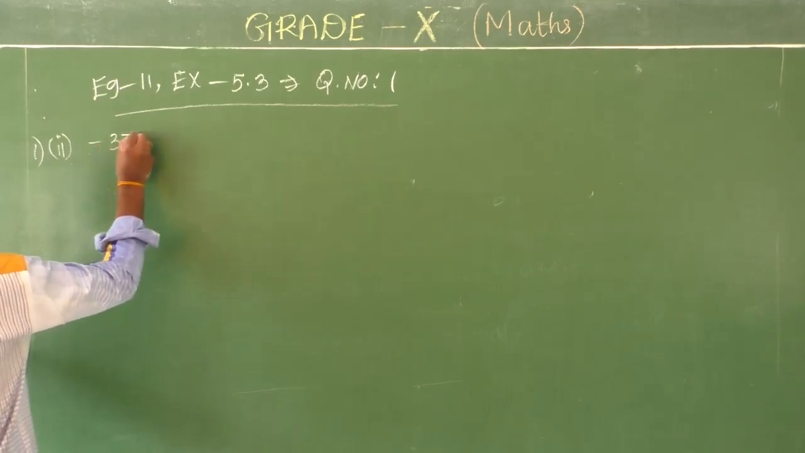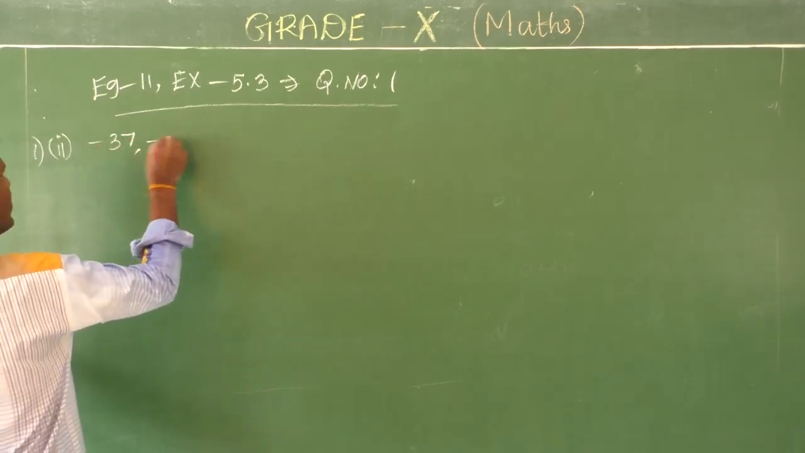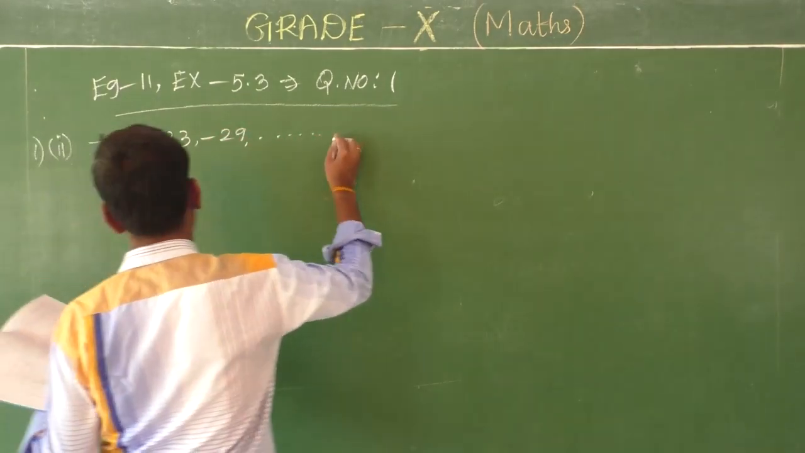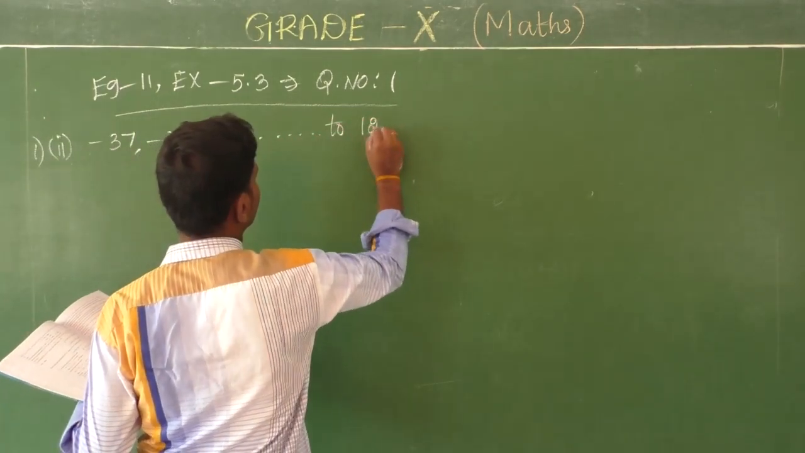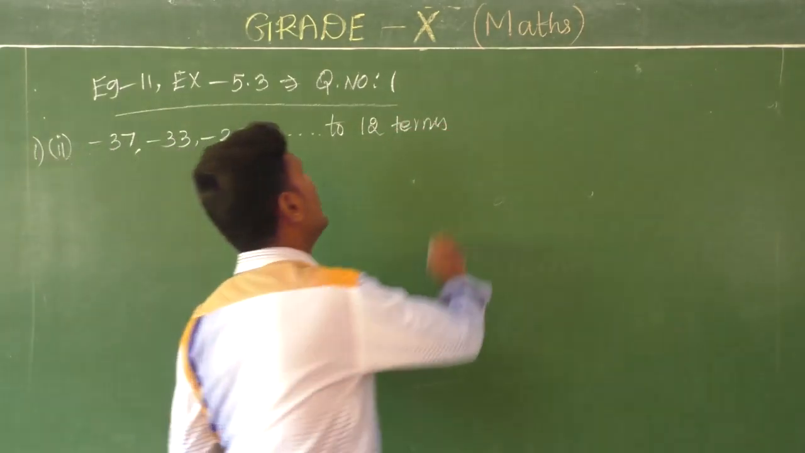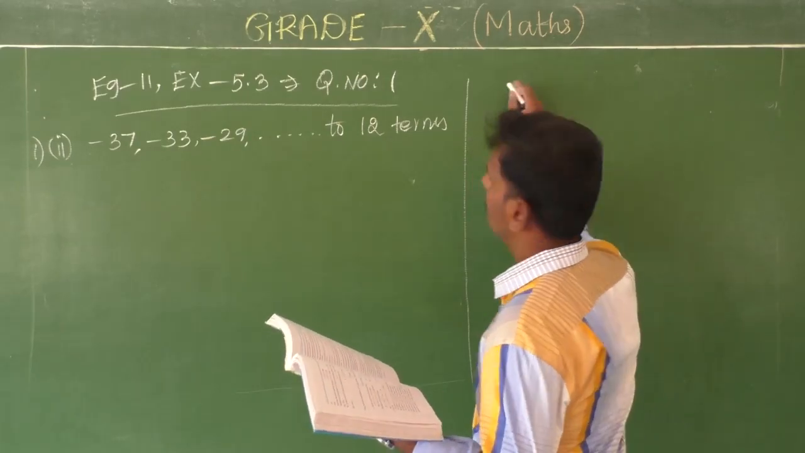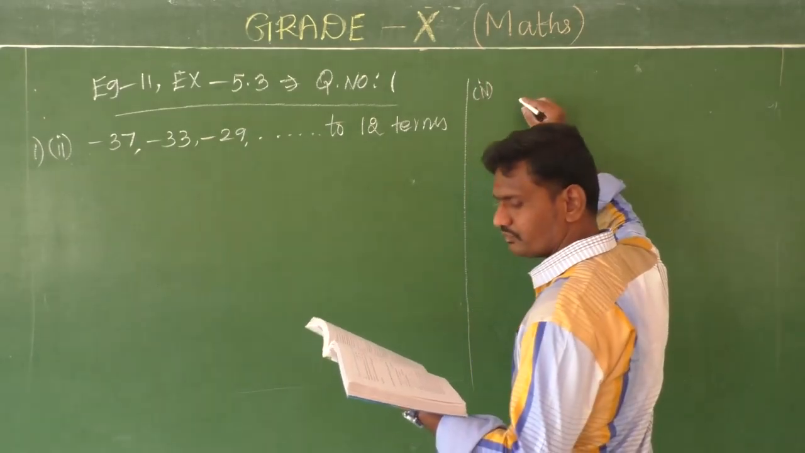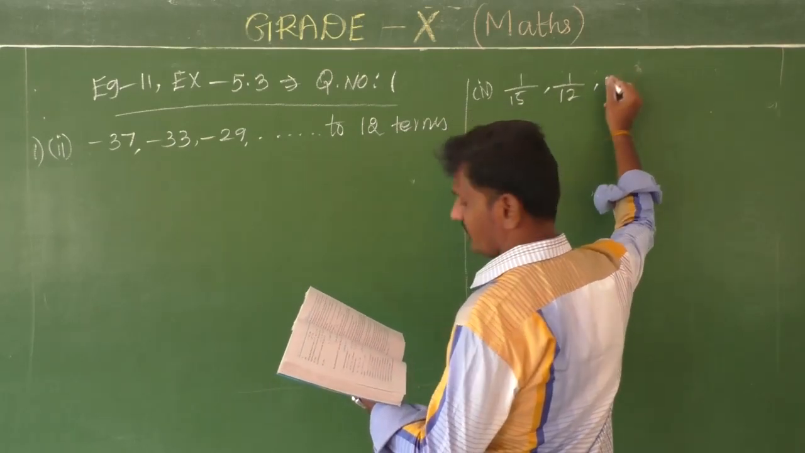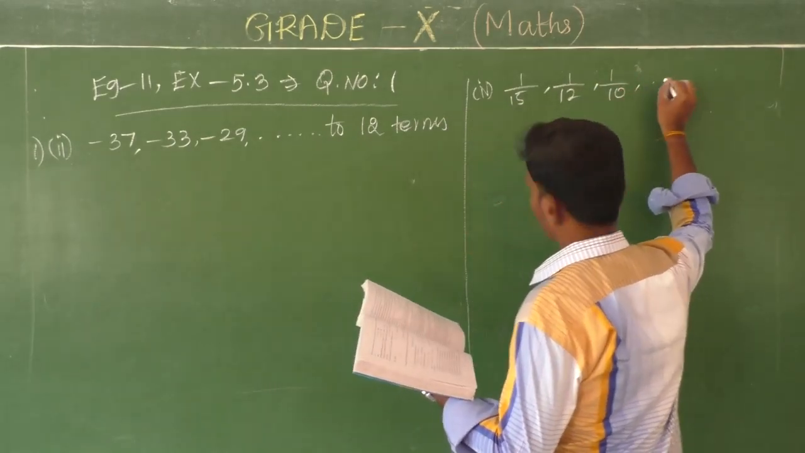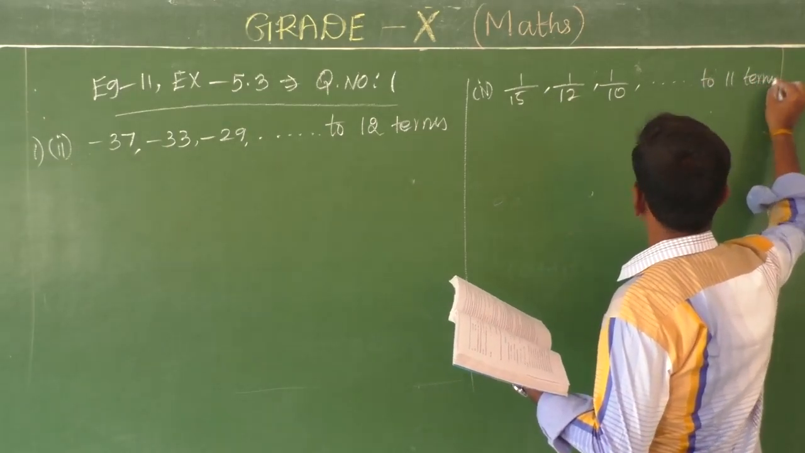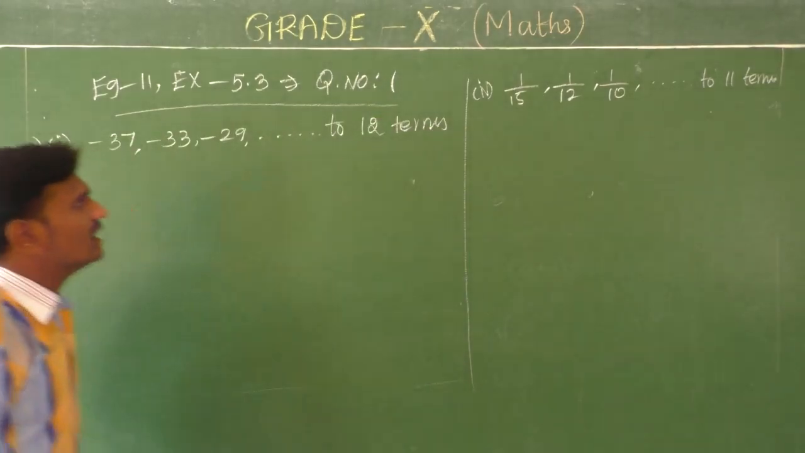So the given terms are minus 37, minus 33, minus 29, up to 12 terms. Up to 12 terms. Yes, students. And one more question also I am going to give you, that is the fourth question: 1 by 15, 1 by 12, 1 by 10, up to 11 terms. 11 terms. So students, listen all of you.